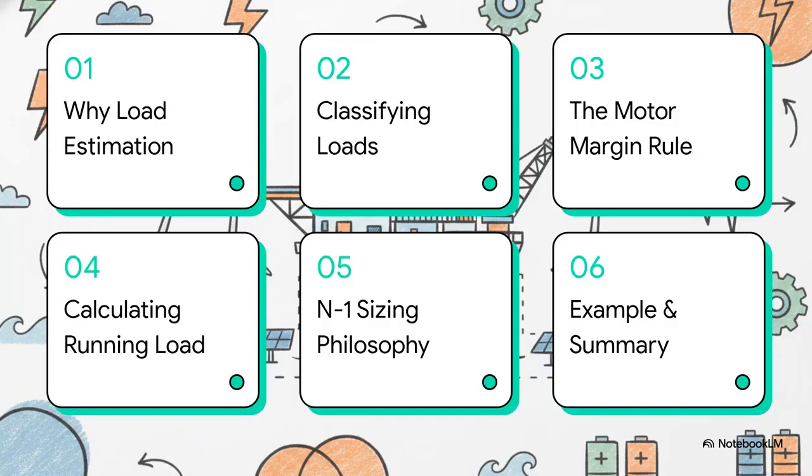Okay, let's take a quick look at the agenda. We'll cover why load estimation matters, classifying plant electrical loads, the motor margin rule, calculating total running load, the N-1 sizing philosophy, and finally, a complete worked example and summary.